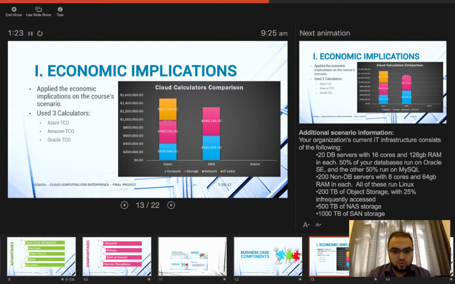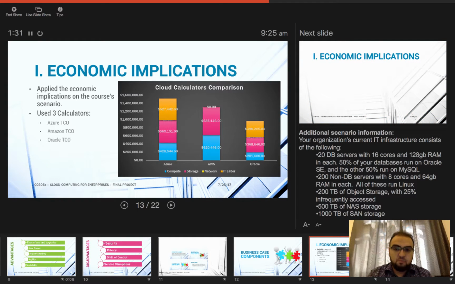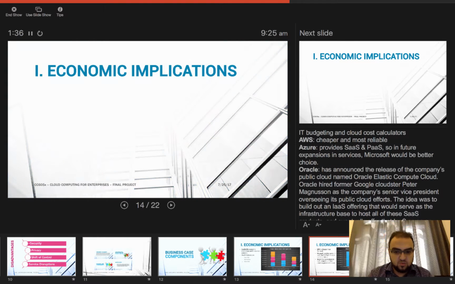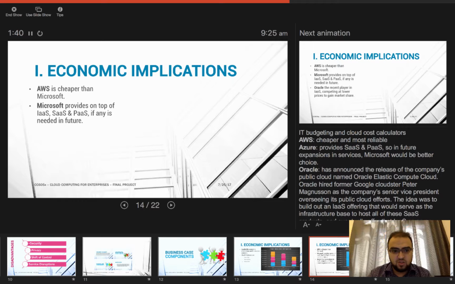Of course, we see here the compute is the blue, then storage, network, and IT labor, as shown in the graph. As we can see, Oracle is the lowest, Microsoft is the highest, and Amazon is in the middle. So it's well known that AWS is cheaper than Microsoft, but however it's more reliable than Microsoft.